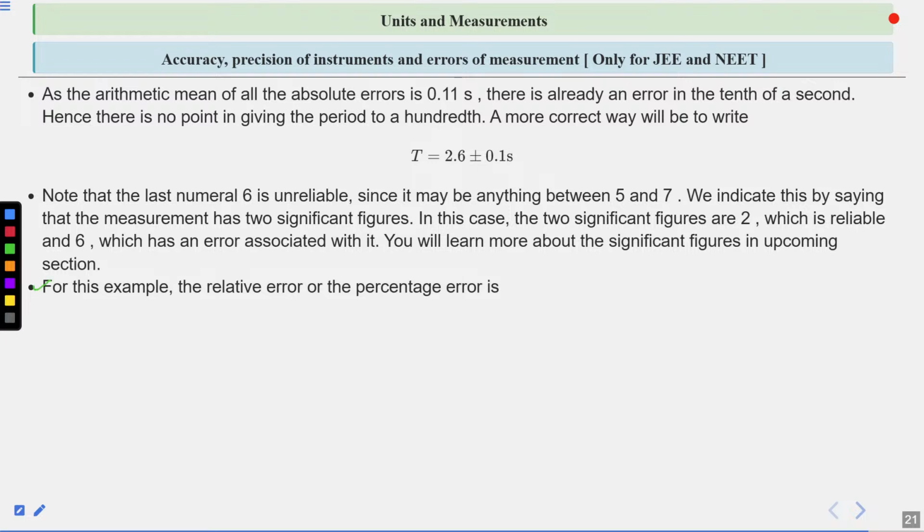For this example, the relative error or percentage error is 0.1 divided by 2.6 into 100%. So you will get the percentage error as 4%. Now is it clear? Clear?